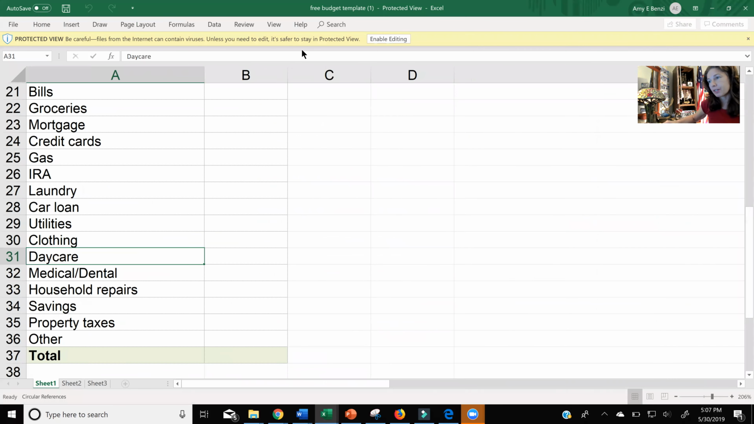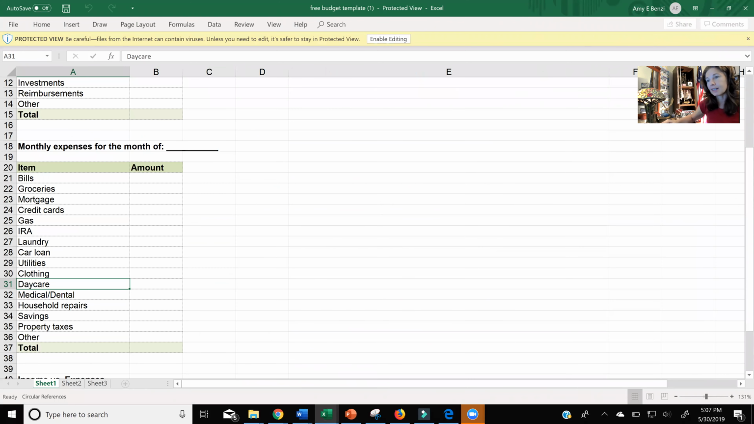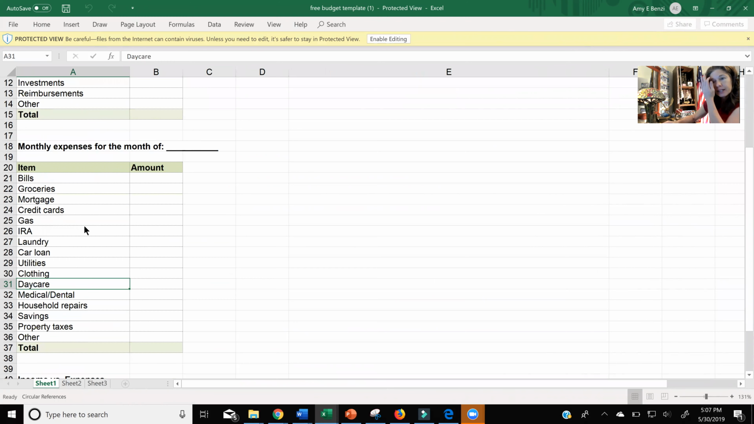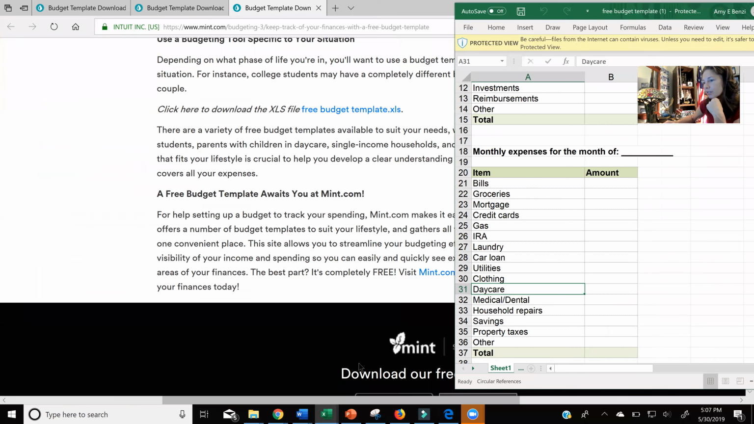And of course you have to click on edit, enable editing to be able to copy and paste this. But I just copied and pasted this right into my Excel. I changed a couple things. I did not have some of this stuff. Laundry, I changed. Let me see if I can show you what stuff I changed here.